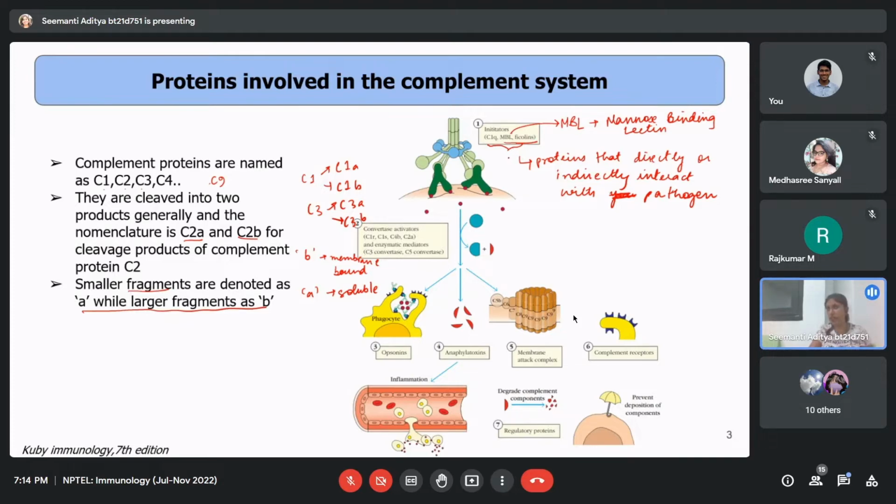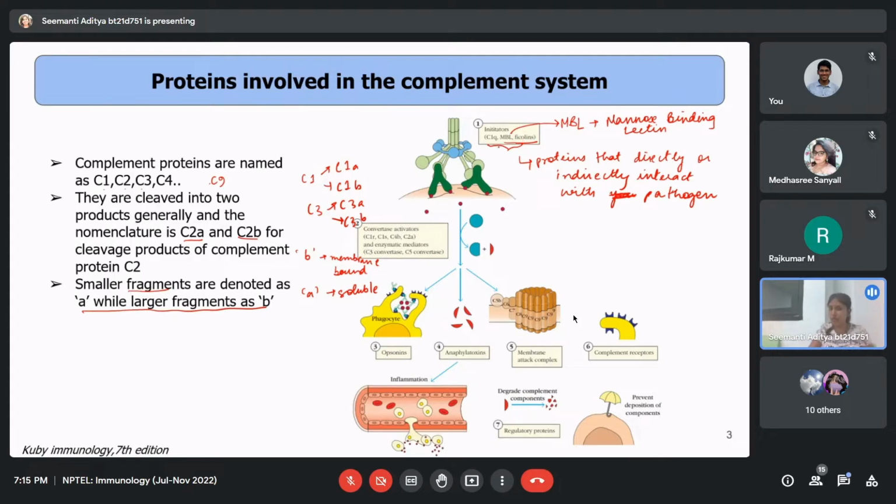So they do not require any antibody-antigen interaction to recognize the pathogen. They can directly interact with the antigenic epitope of the pathogen. So these are MBL and ficolins.